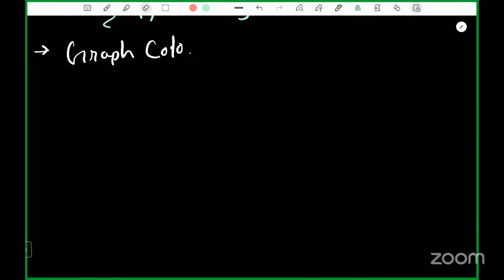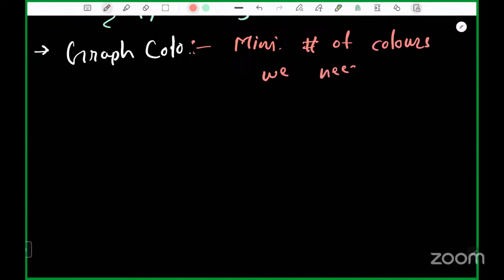Whatever minimum number of colors we need to color a graph, that number is important, because the maximum is obvious: we give each vertex a different color, and the coloring is still valid. That's why the minimum number is important to us. So the question we need to answer is: what is the minimum number of colors we need to color a graph?